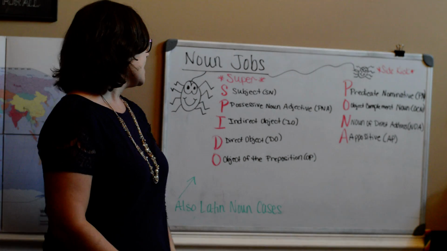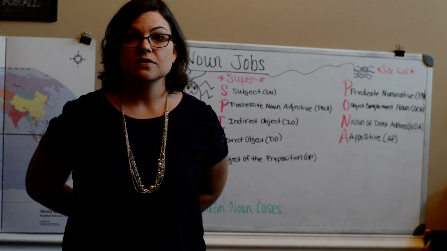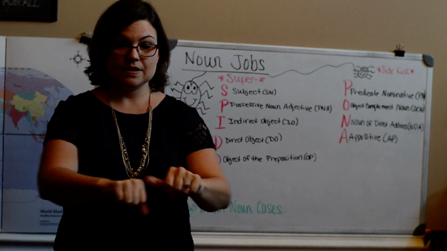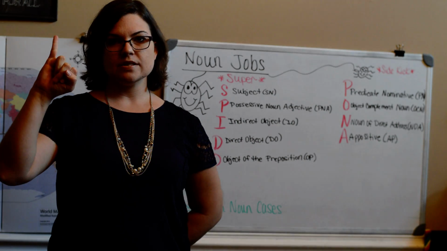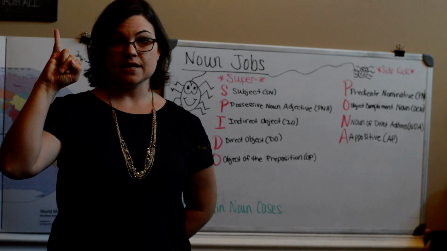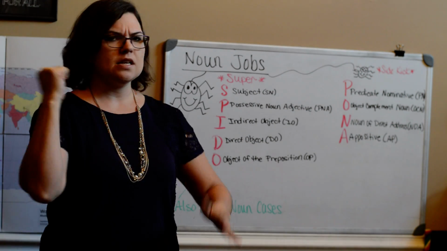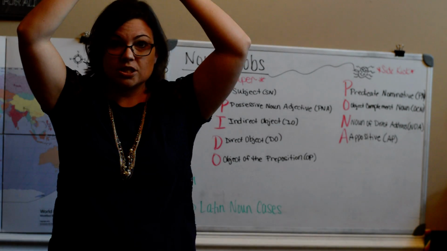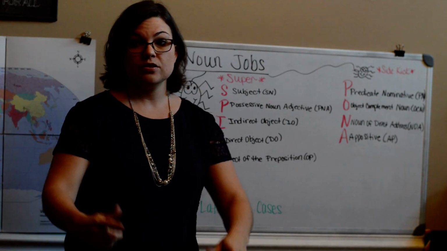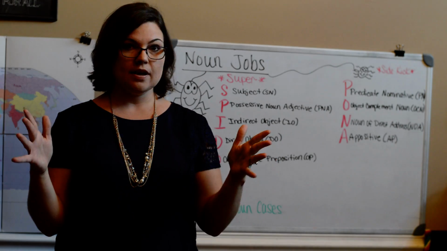And then I'll say, give me a P, possessive noun adjective. Okay, you're possessing, you're grabbing something, you're being possessive. I, indirect object, the sign language for I. D, direct object. And O, object of the preposition. So I would yell, and the kids will repeat after me.